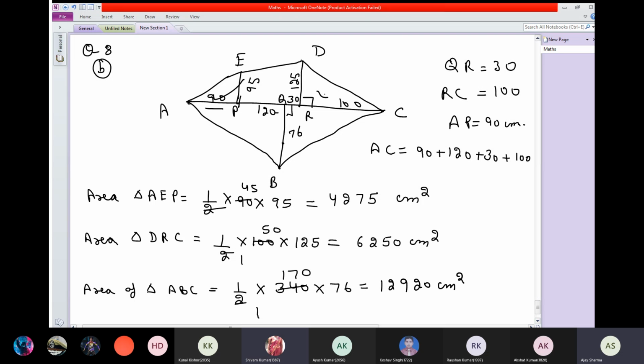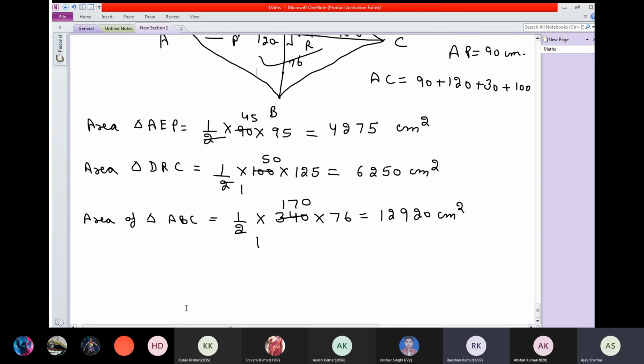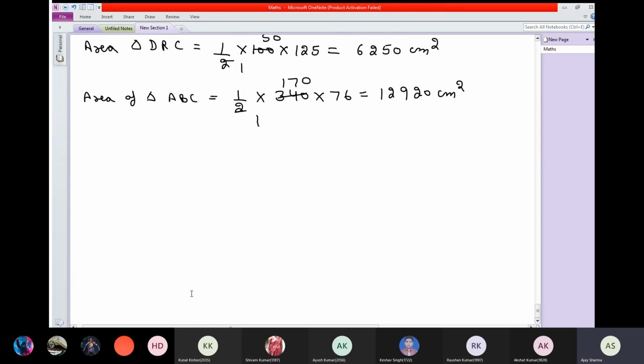Now what do you see? This area is calculated, this is calculated, this is calculated. And the area of this remains. Which one? DEPR. The polygon DEPR. Which shape is this DEPR? Quadrilateral. Quadrilateral or anything? Trapezium. That's right. This is the shape of a trapezium.